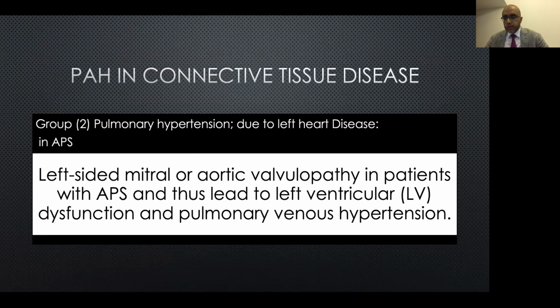The least common comes from left-sided heart disease, which is group 2 pulmonary hypertension according to the WHO classification, usually happening with valvular involvement in cases of APS, with associated ventricular dysfunction and pulmonary venous hypertension.